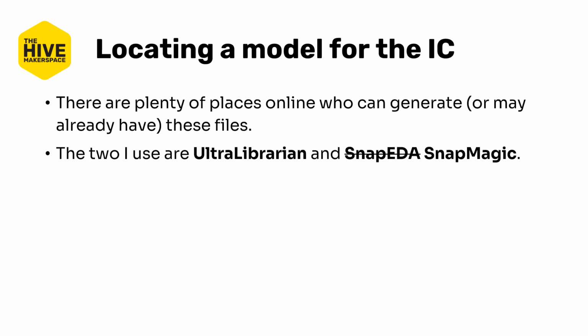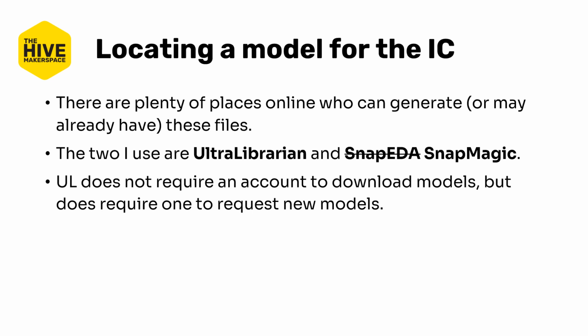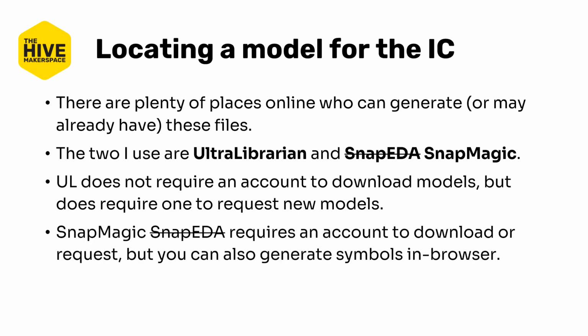Two places I've had good results with are Ultra Librarian and SnapMagic, which until very recently, late 2023, was called Snap EDA. Both require free accounts to request new models, but Ultra Librarian actually allows you to download pre-made models without one. SnapMagic has a few additional tools that are available for registered users as well, like an in-browser symbol and footprint generator. It also requires you to make an account to download or request symbols. But both accounts, as I mentioned, are free to open.